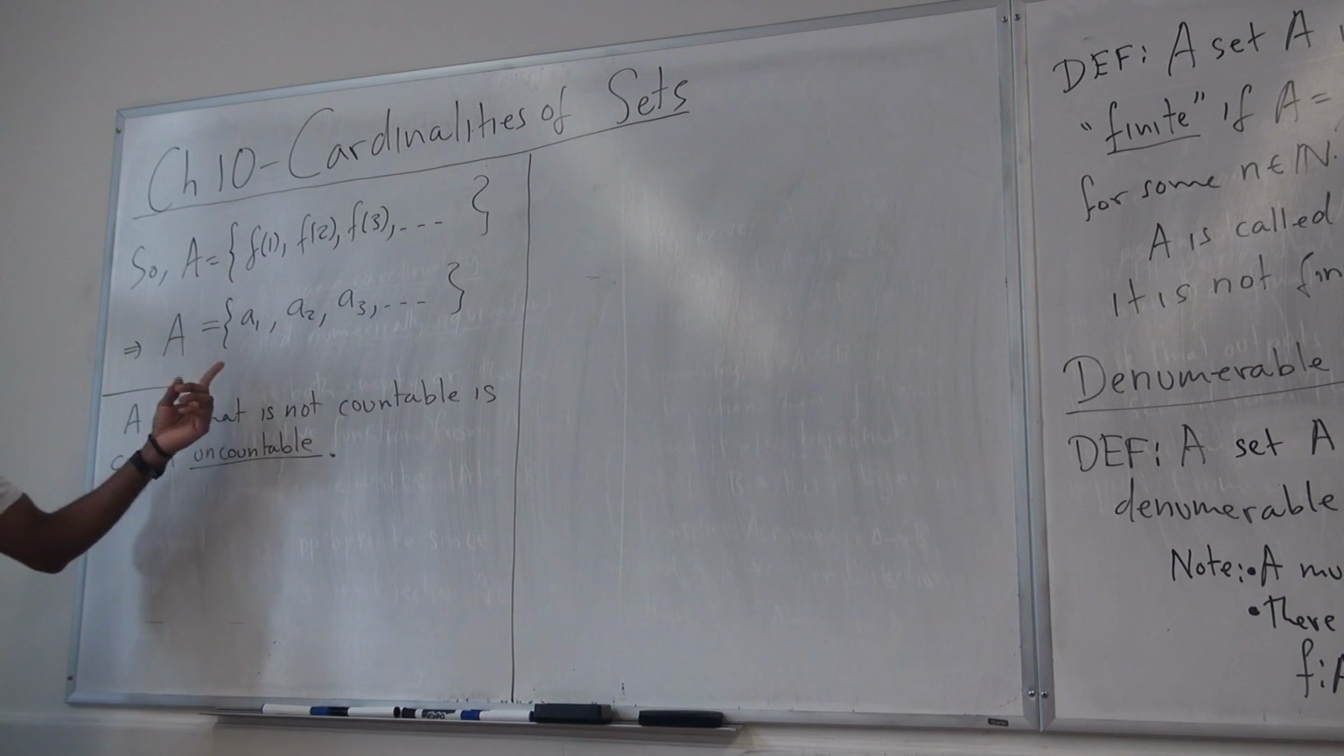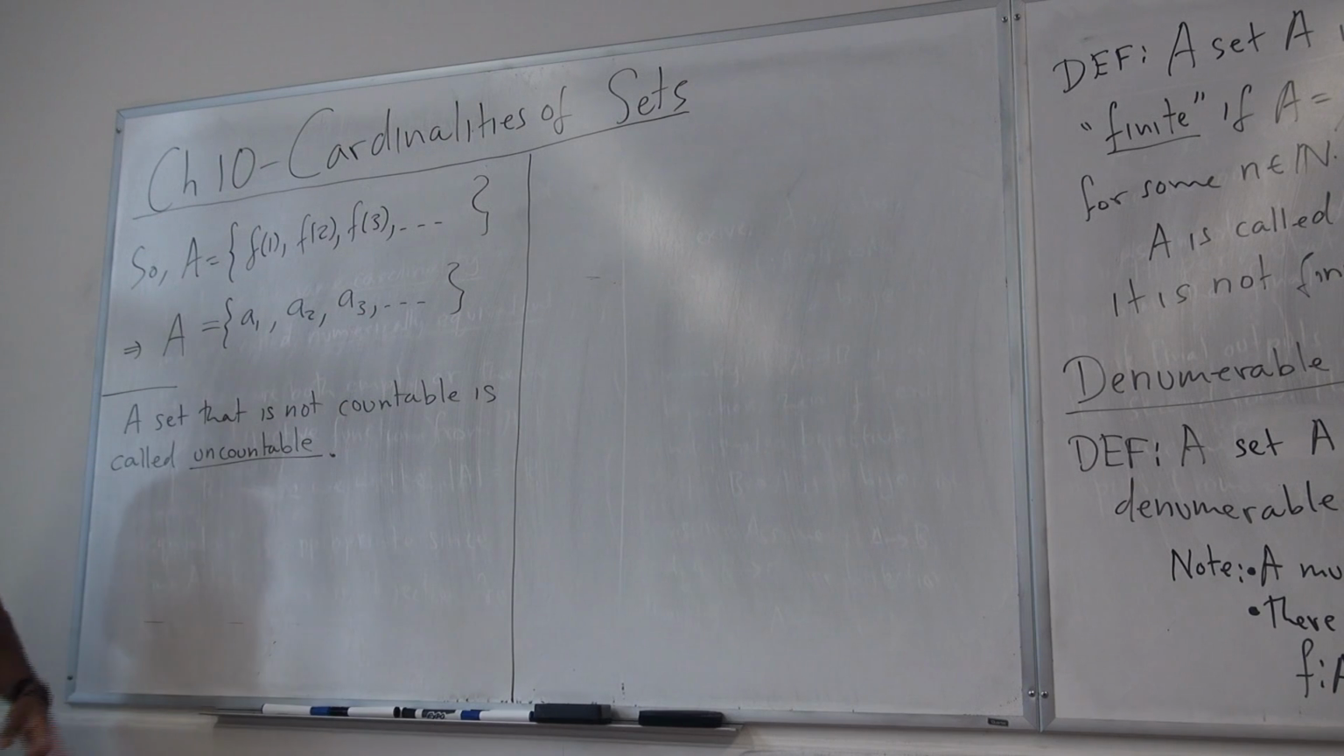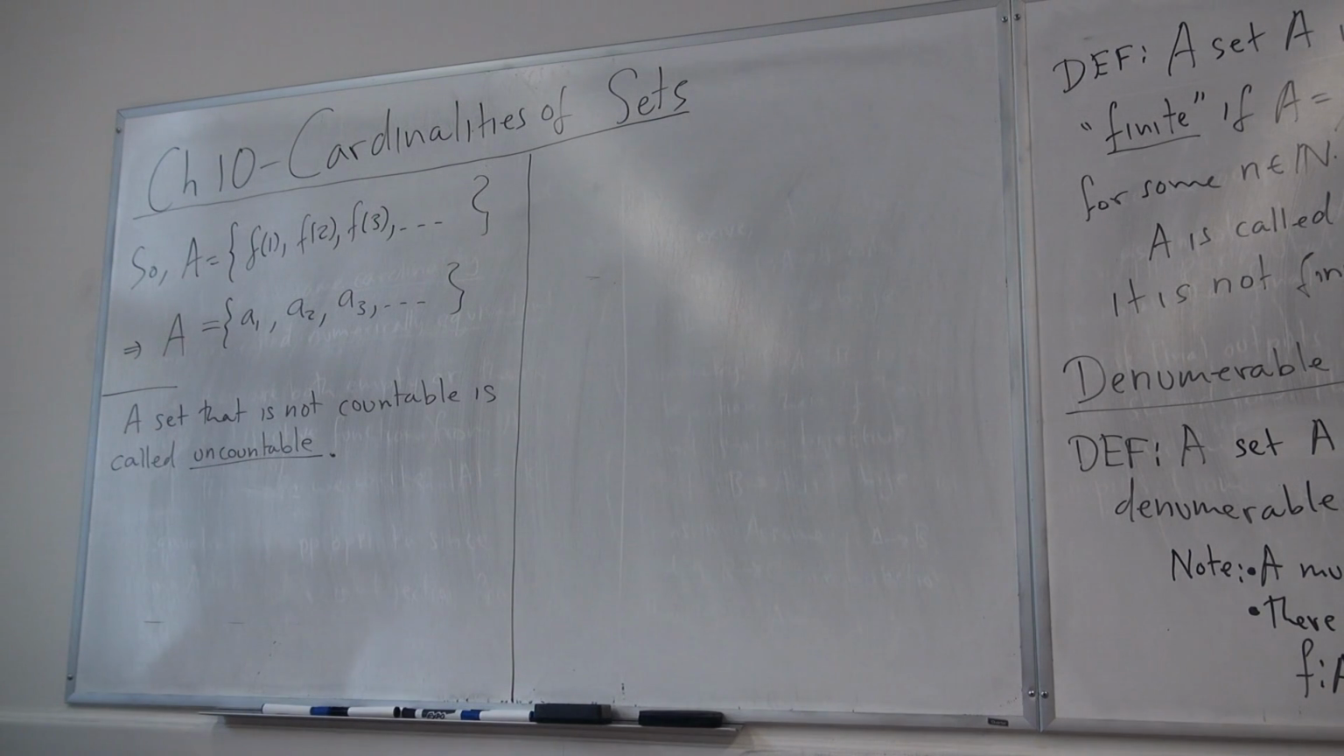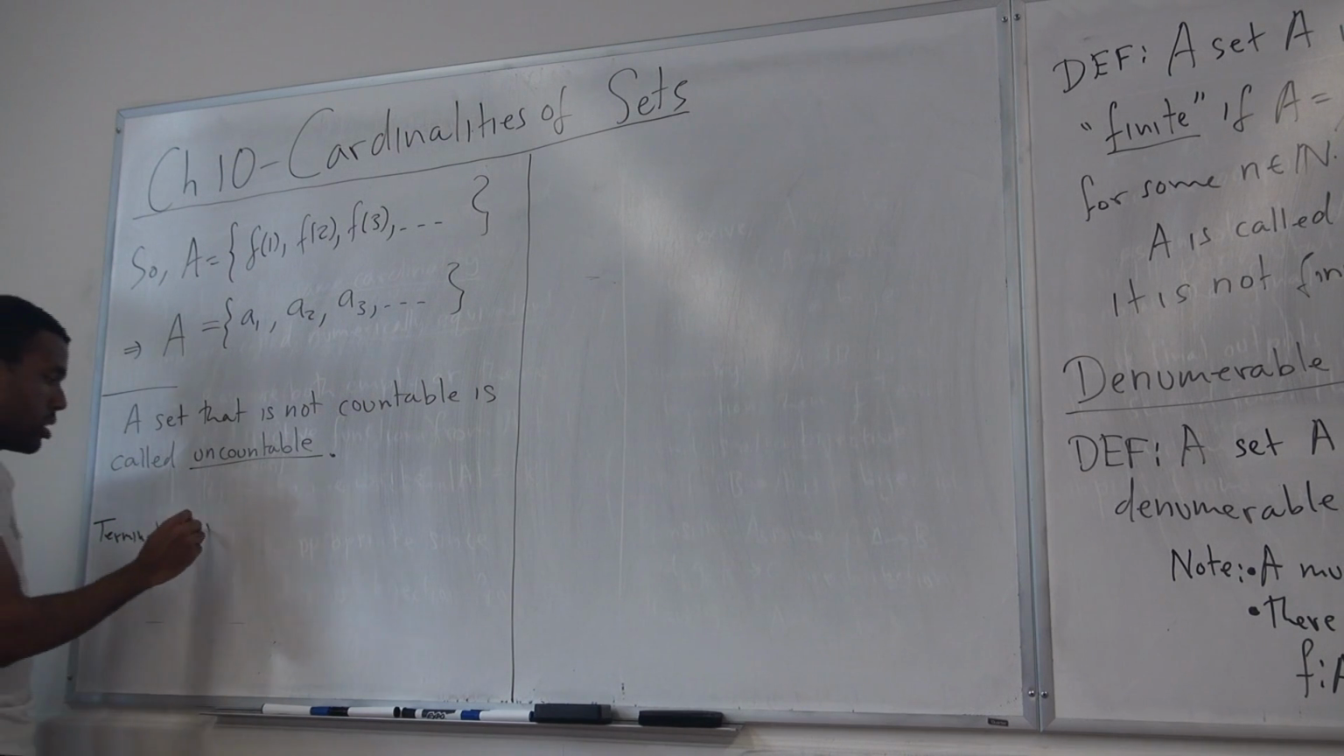Even N, you can list the elements of N. It turns out that for the real numbers, you can't list the elements of the real numbers. They're actually much bigger than N. We're going to get there eventually, but I just want to introduce that.